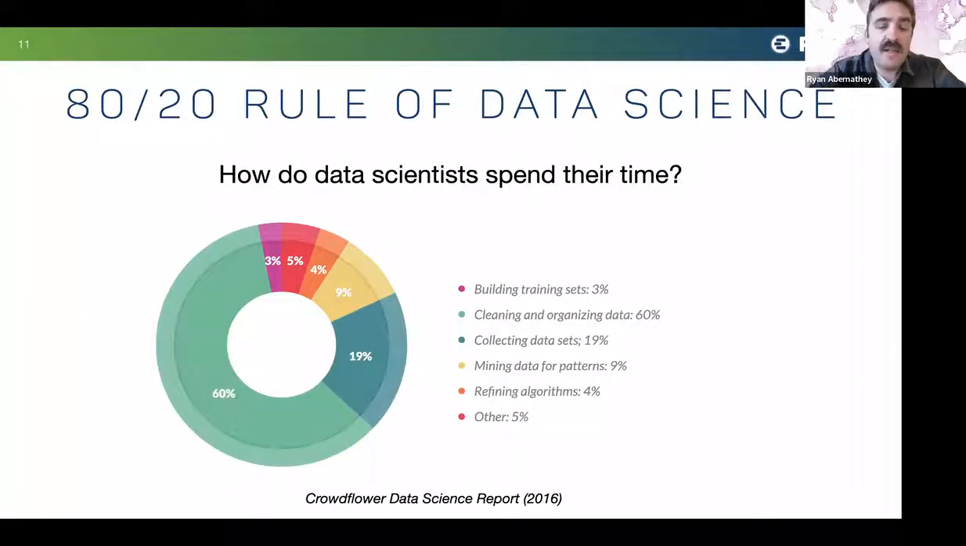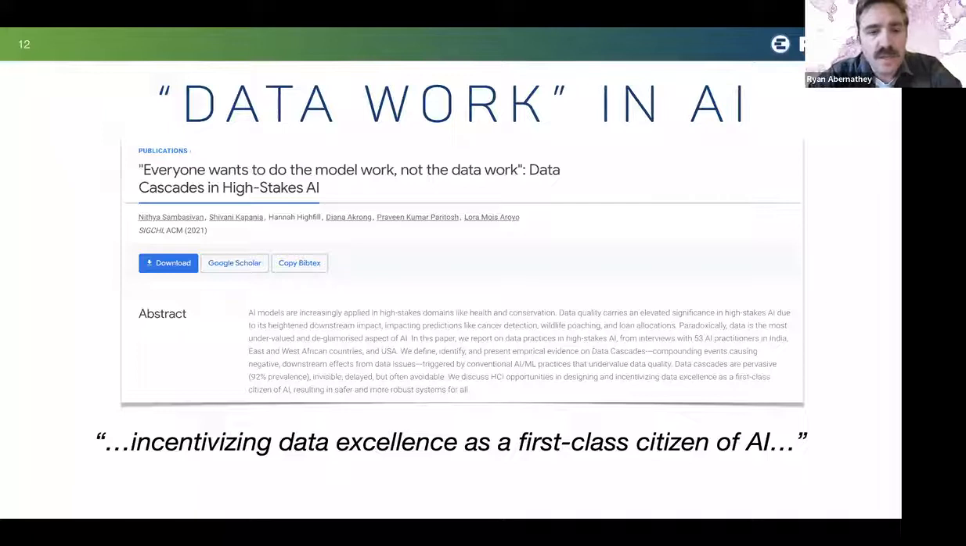It's well known that in the field of data science, the amount of time that scientists spend on actually building models and algorithms is just a small fraction of the total work effort. Most of the time is spent cleaning, organizing, and collecting data. And nevertheless, we focus at a high level so much on the algorithms and not as much on that data work. This was highlighted in a recent paper from some folks from Google Research with the provocative title, "Everyone wants to do the model work, not the data work."